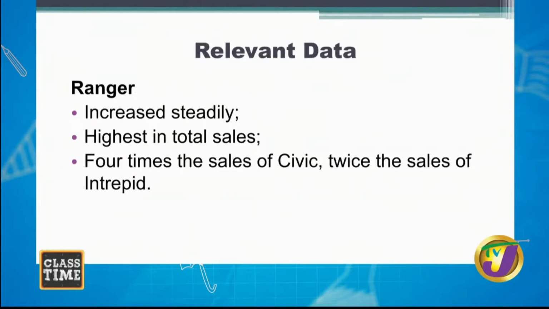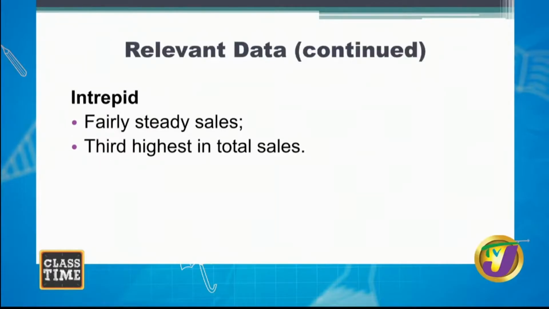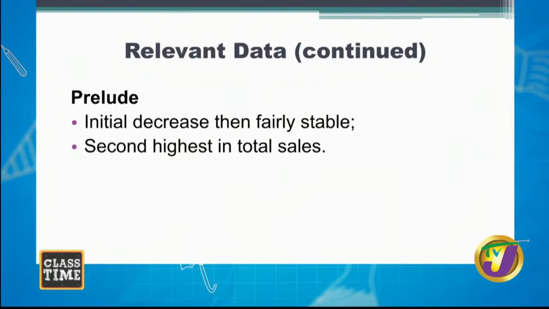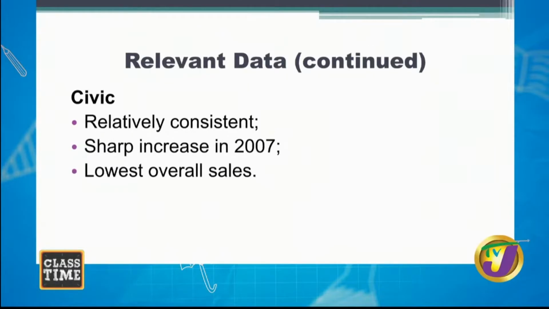So here are some things you should have for the Ranger: steady increase, highest total sales, 4 times that of the Civic, twice that of the Intrepid. What you should have for the Intrepid: fairly steady sales, 3rd highest in total sales. For the Prelude: initial increase, and then it stabilized, 2nd highest in total. And then for the Civic: relatively consistent. You had a sharp decrease in 2007, but lowest sales overall. So those are the data that would be needed in the report.